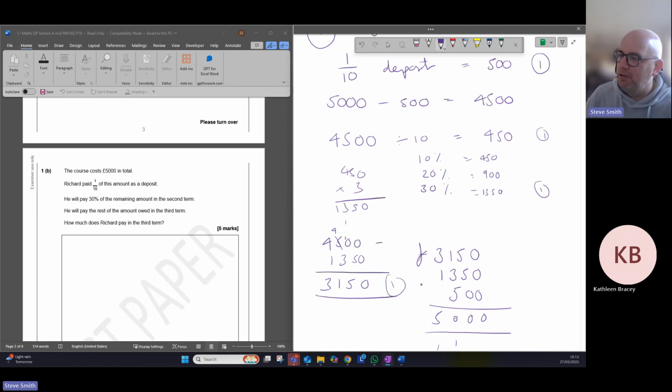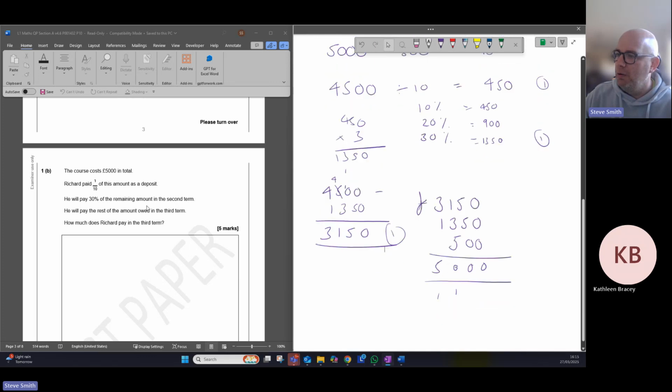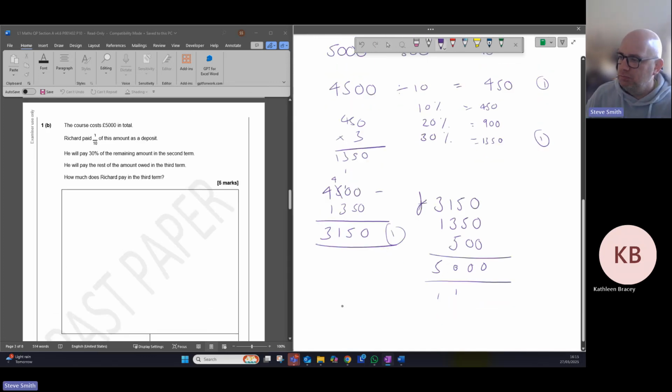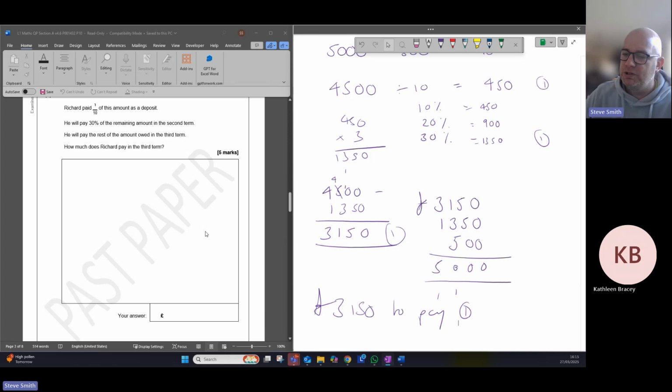How much does Richard pay in the third term? If you put that right at the bottom, 3,150, you get your 5th point. So in theory, you're getting that point twice. But this is where some people do make an error. They've done all the workings out step by step, shown it absolutely perfect, and missed out that bit there because they've written it here. They think, oh, that's okay, I've written it here. No, you need to write it in there as well.